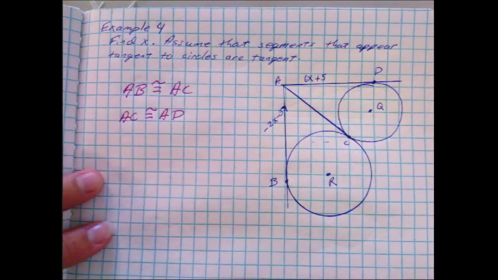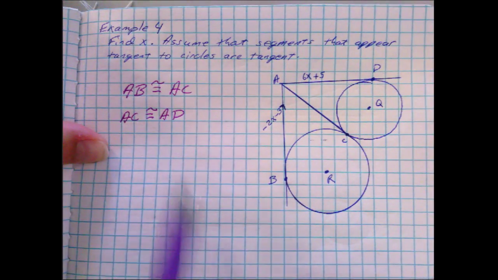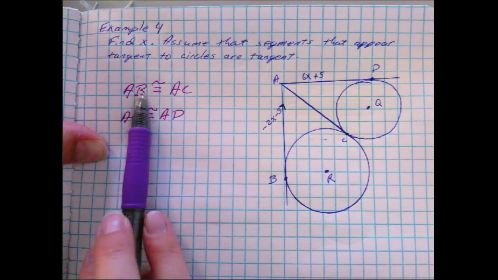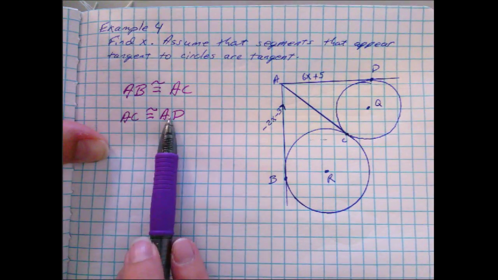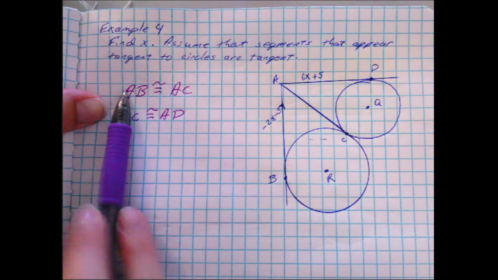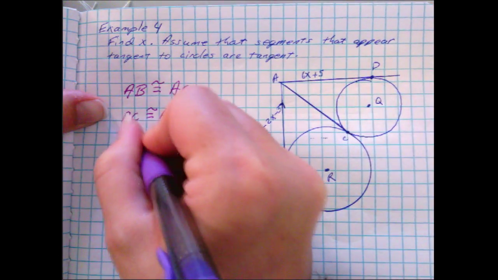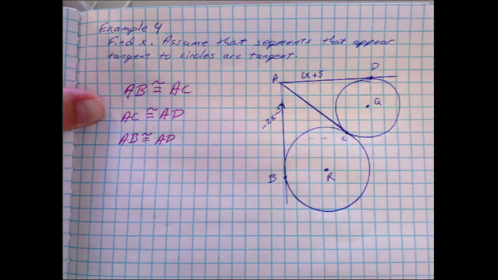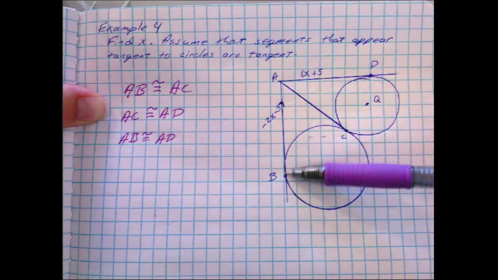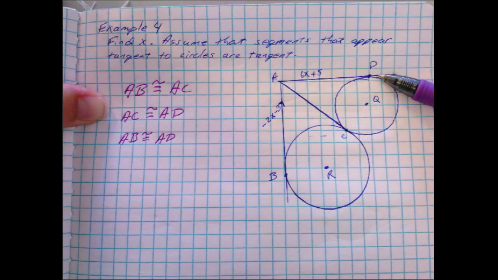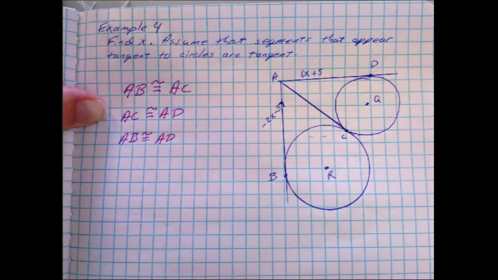Now if you remember back when we were doing proofs, we had one of our different properties that said if AB is congruent to AC and AC is congruent to AD, then we know AB is congruent to AD. The reason why this is important is because we have two expressions, one for AB and one for AD. Now that we know that those are congruent, we can set them equal to each other and solve for x.